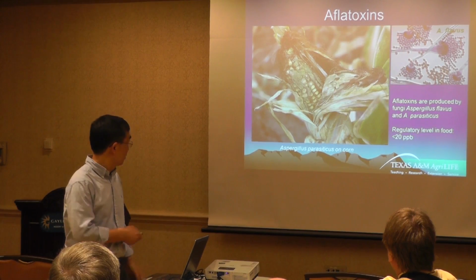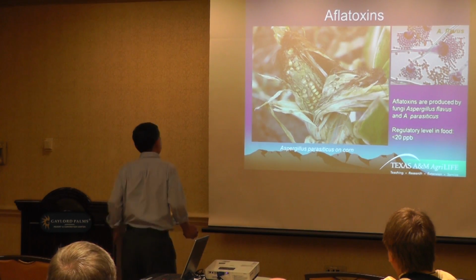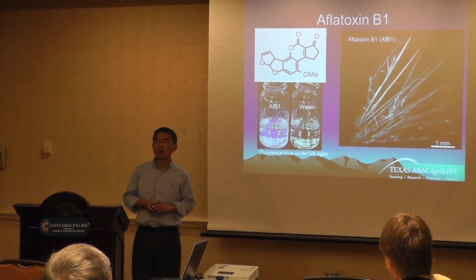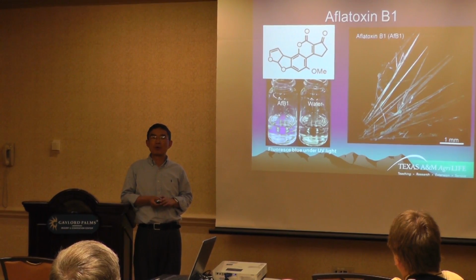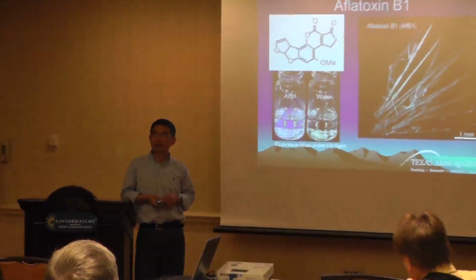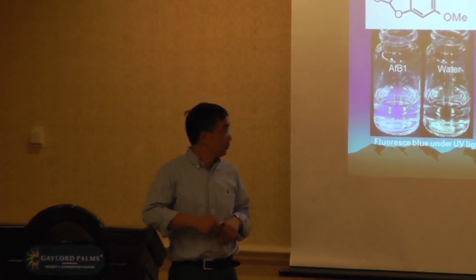Very toxic. The regulatory level is 20 ppb. So for the aflatoxin, I'm more interested in aflatoxin B1, which is one of the 16 natural aflatoxins produced by those two fungi. Aflatoxin B1 fluoresces blue on the UV lamp. Because it fluoresces blue, it's aflatoxin B1.